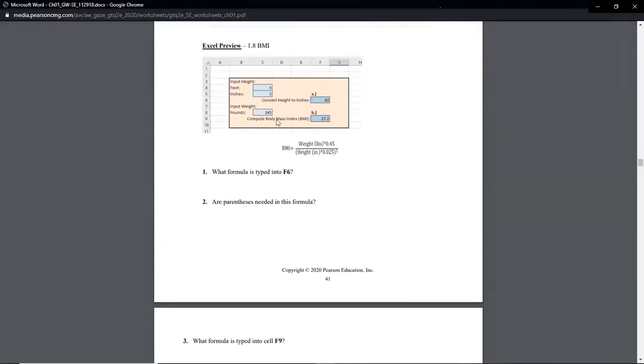So 27.2 is the computed body mass index with this height in inches and this weight in pounds. So using the 62 and the 145, this is what the answer should be. So that should give you a helpful hint when you're working on that Excel homework.